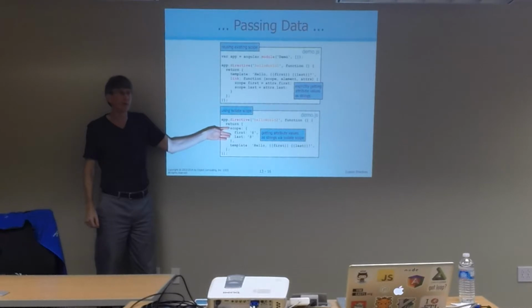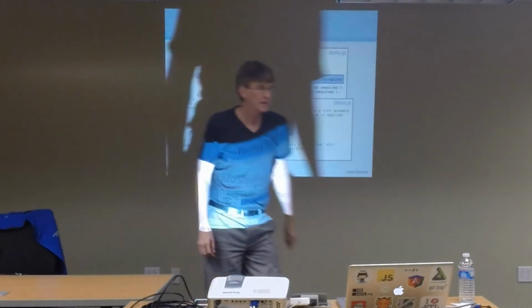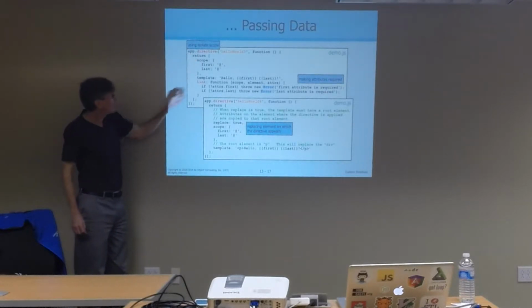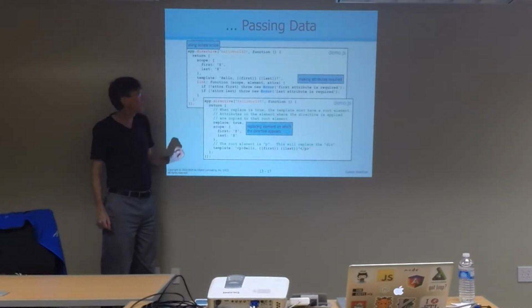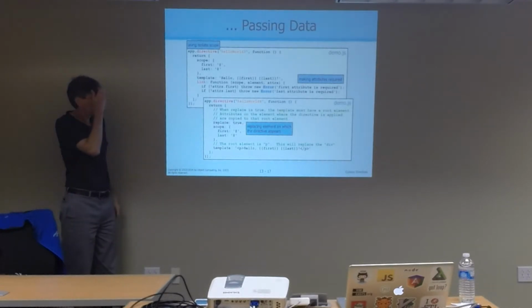And one of the things that's missing here is that you might want to say that first and last are required attributes, and if they're not present, this should be an error. And so that's what I want to do in the next example. So I still have that same isolated scope, but I added a link function just to do some error checking, and I'm saying if I didn't get an attribute called first or an attribute called last, I'm going to throw a JavaScript error.